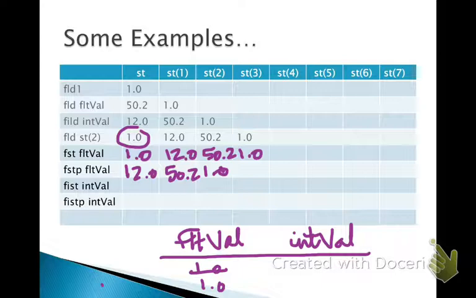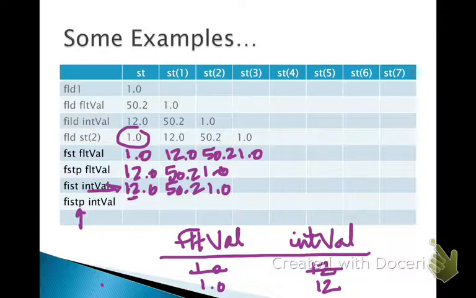Then an integer store is going to take stack top, convert it to an int, and store it in memory. It will leave the stack unchanged. And then again, this one has the P suffix, so we will store stack top into int val, demoting it, and then pop the top of the stack. So we're left with 50.2 and 1.0 as a result.